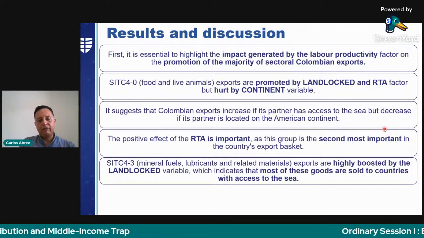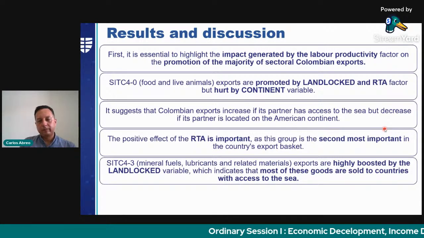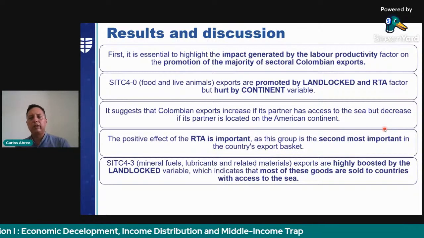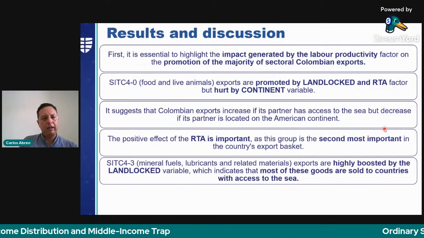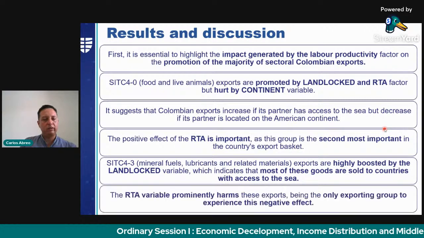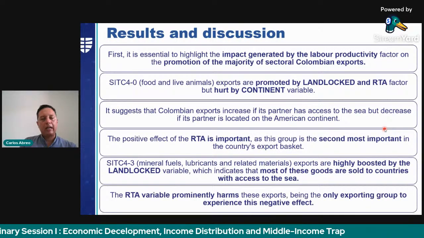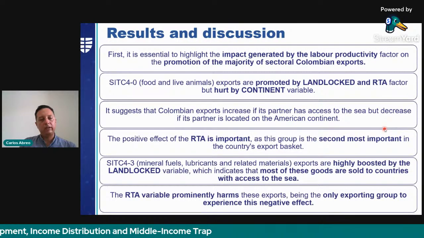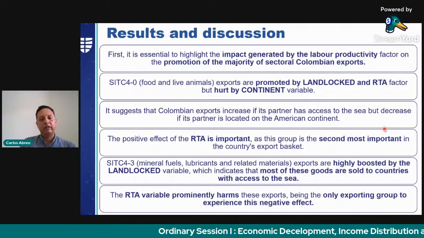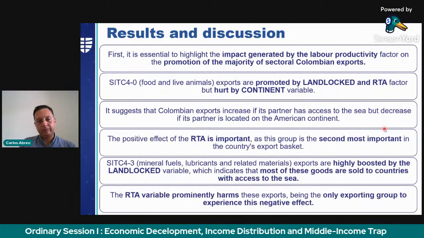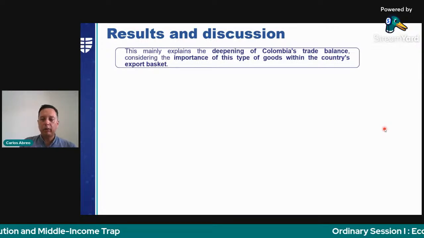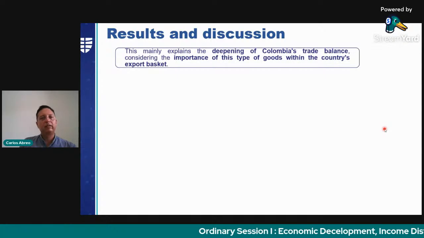Then the mineral fuels, lubricants, and related materials group, which is the most important group of exports in Colombia, almost 2/3 of Colombian exports in some recent years, is highly promoted by landlocked variables, which indicates that most of these goods are sold to countries with access to the sea. Another important finding in this work is that the regional trade agreement variable prominently harms these exports, being the only group of exports to experience this negative effect. This mainly explains the deepening of Colombia's trade deficit, considering the importance of this type of goods within the country's export basket.